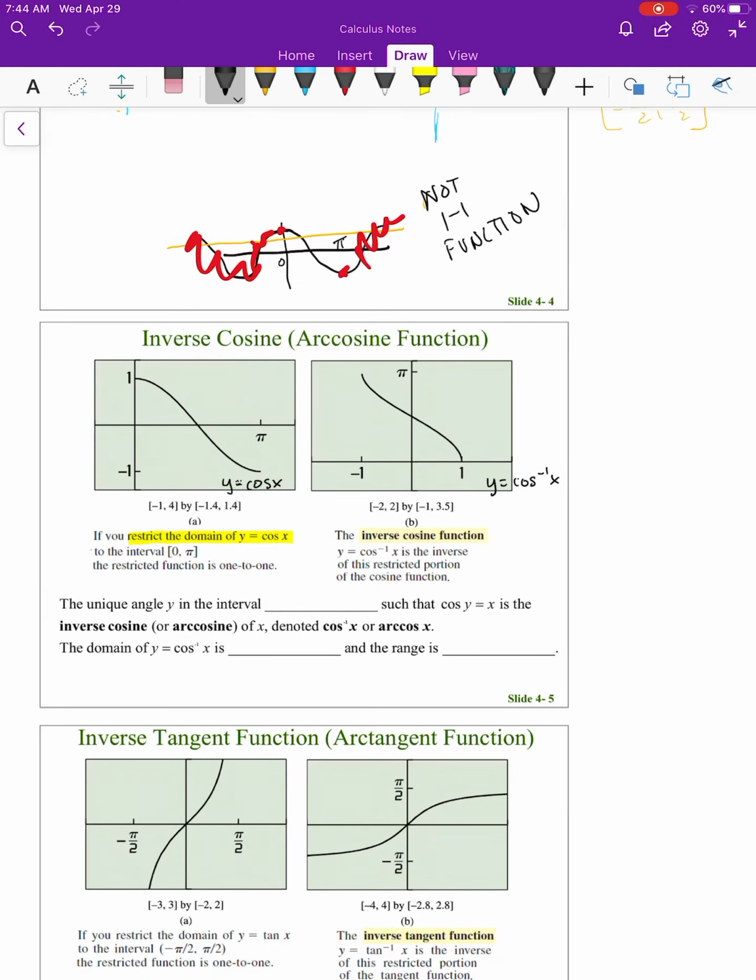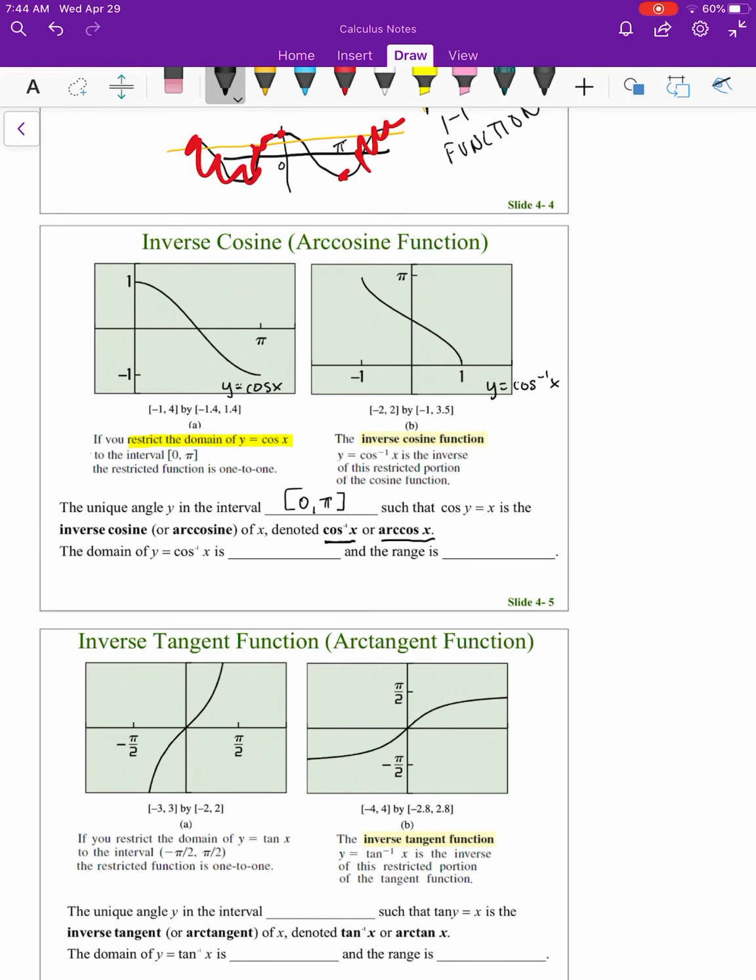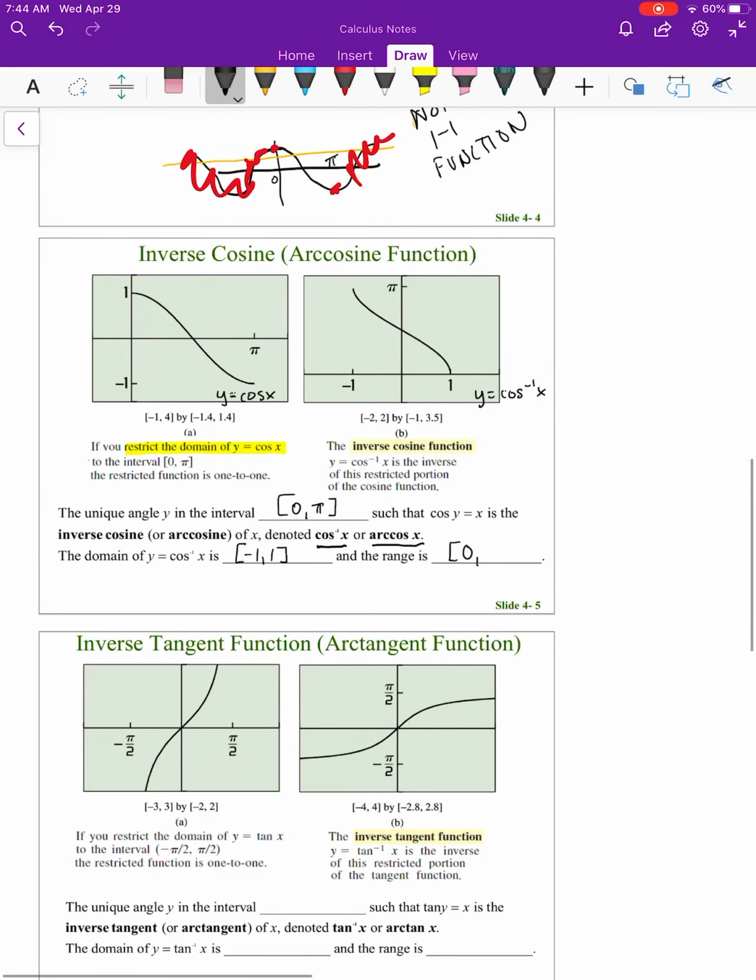And so the unique angle y in the interval 0 to pi, such that cosine of y equals x, is the inverse cosine or arc cosine of x, denoted either the inverse cosine like that or arc cosine of x. The domain of y equals the inverse cosine of x is negative 1 to 1, and the range is 0 to pi.